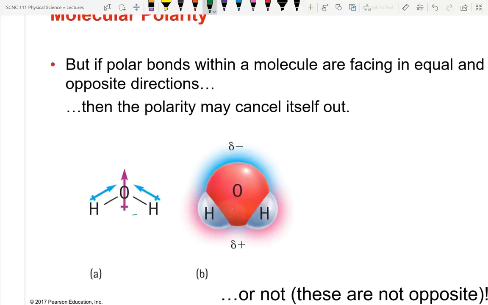So we had 2 molecules, each one having polar covalent bonds, but one is nonpolar for the entire molecule because it was linear and symmetrical. The water is symmetrical, but it's not linear, and so it's polar. It has a positive side and a negative side.